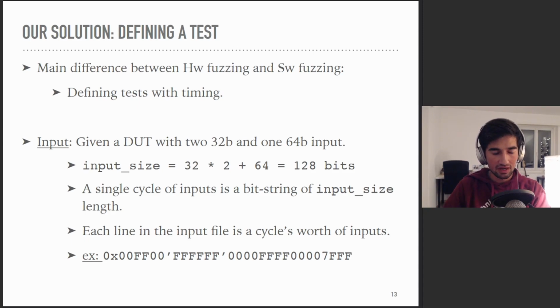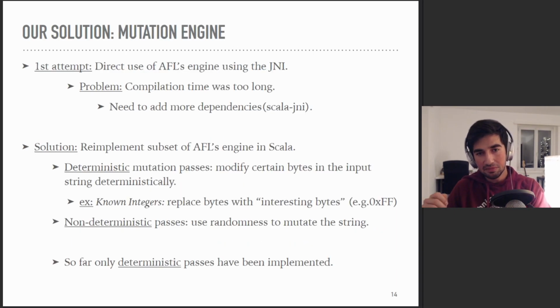An example is given at the very bottom for the example DUT. So now let's talk about the mutation engine. The first attempt was to directly use AFL's engine by interfacing it into the Java native interface. However, this increased the compilation time and added dependencies to the project, which we want to avoid. So a solution to that was to re-implement a subset of AFL's mutation engine in Scala and adapt it to work well within our fuzzer.